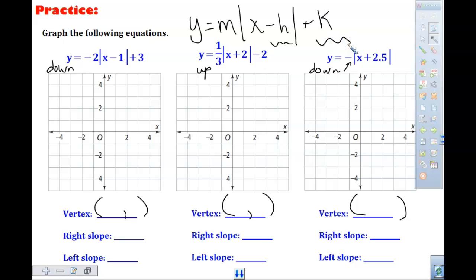Okay? So as we are looking, Viola, what do you have for your vertex of the first one? 1, 3. Vertex of the next one, Riley, what do you have? -2, -2. Vertex of the third one, Sophia, what do we have? 2.5 and yes, negative 2.5, right? So let's go and put our vertexes at our points. So we're going to go to 1, 3. We're going to go to negative 2, negative 2. We are going to negative 2.5, 0.